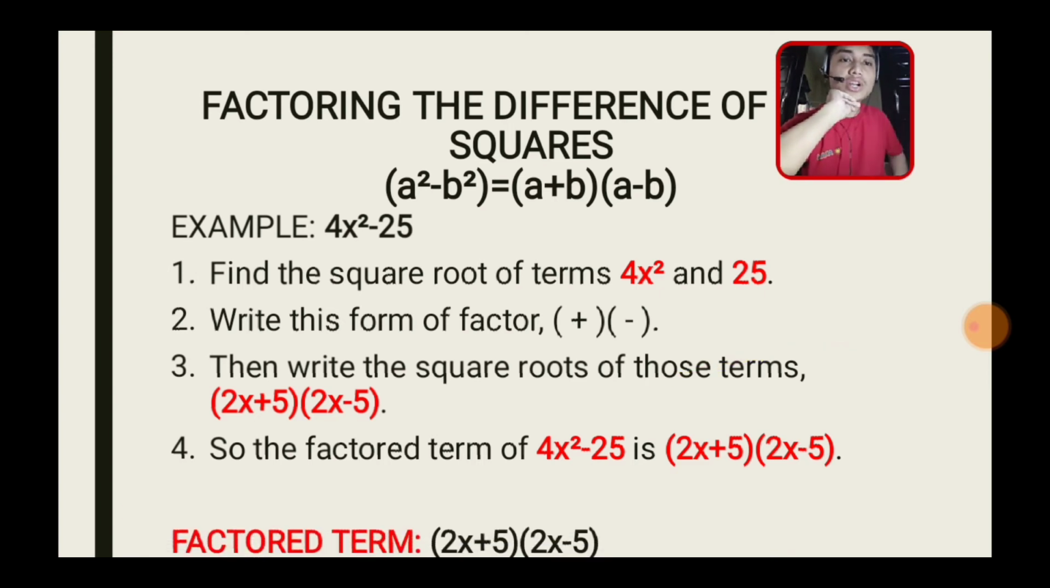So, the factored form, we have 2x plus 5 times 2x minus 5. So, paano natin siya i-check? So, 2x times 2x is equal to 4x squared. Then, 5 times negative 5 is equal to negative 25. So, gagamit lang tayo ng FOIL method. So, 5 times 2x is equal to 10x. Then, 2x times negative 5 is equal to negative 10x. So, 10x plus negative 10x is equal to 0. So, kaya natin nakuha yung given na yan. So, okay po.